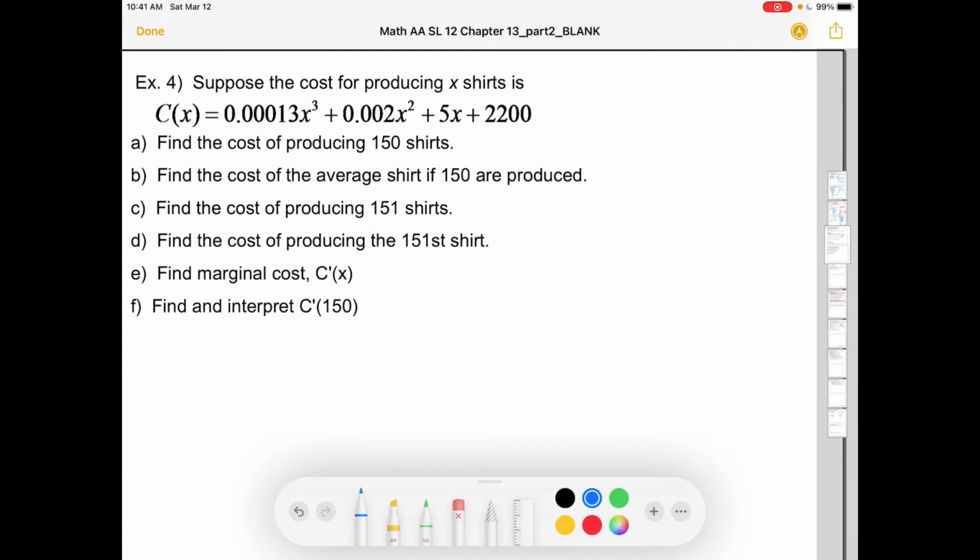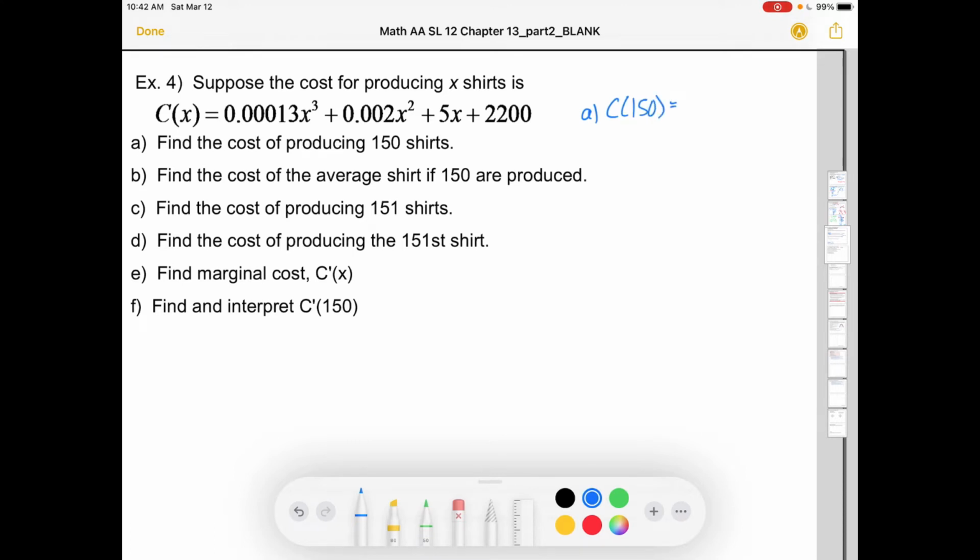So let's say that we wanted to make I Love Math SL1 t-shirts, and the cost for producing x shirts is this function, for whatever contrived reasons. We have to pay $2,200 for use of the warehouse and machinery, and then we have some fixed costs for the t-shirts, and maybe some variable costs for things like the health benefits of our employees, and so on. We want to find the cost of producing 150 shirts. Well, that just means subbing 150 into this function.